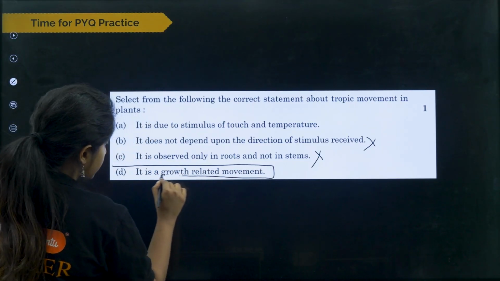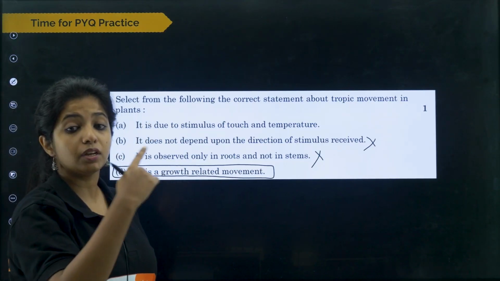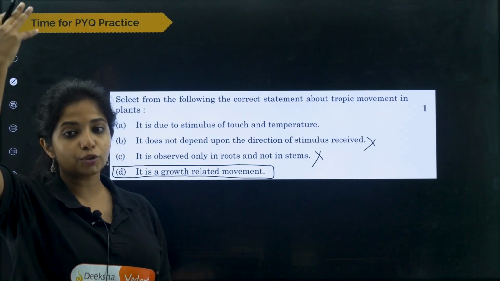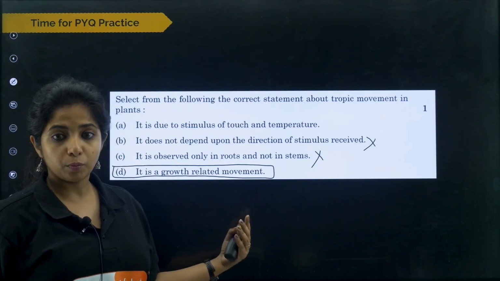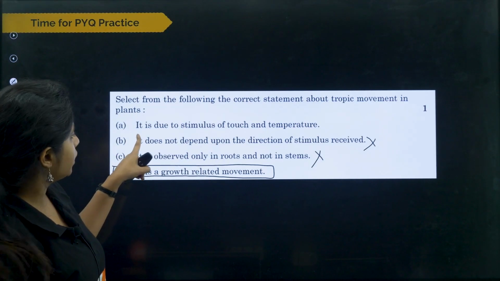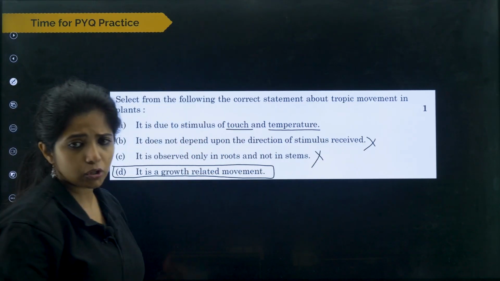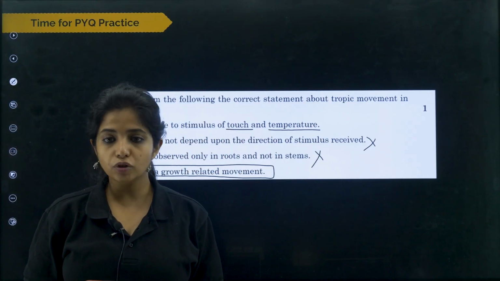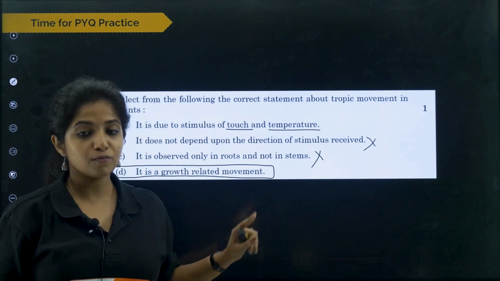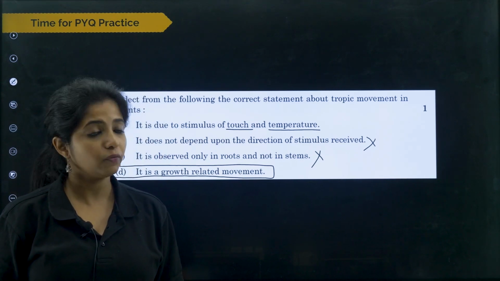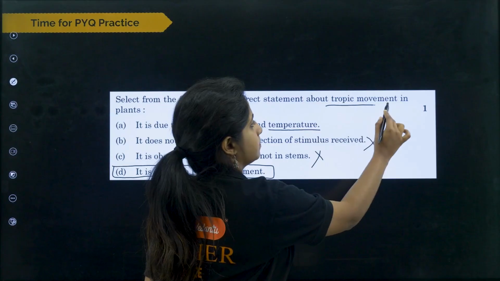This will be the answer. It is a growth related movement. Over here tendrils are growing, the roots are growing, the shoot is growing. So everywhere it is a growth related movement. The pollen tube is growing, okay. But over here it is due to stimulus of touch and temperature. It's true, but there are other factors also. There are other stimuli also, right? So I cannot totally just go with it. So this becomes your answer. It is a growth related movement when you talk about tropic movements.